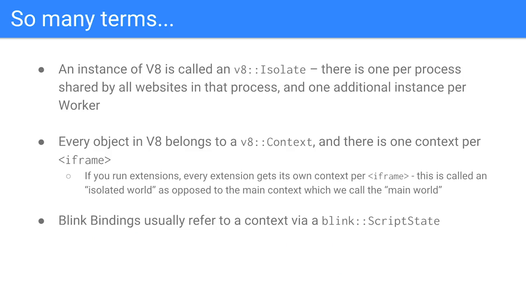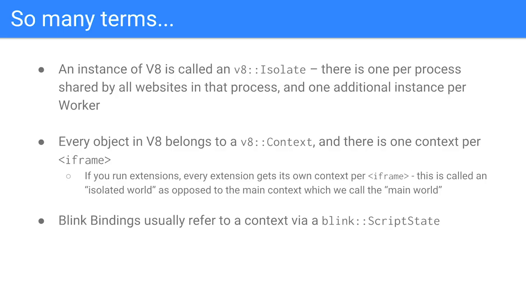An instance of V8 is called an isolate, and there can, in theory, be many per process. That's why we have them, but Chrome mostly uses only one, except when you have a web worker that gets its own isolate. Within isolates, there are contexts. Every object is part of a context. There's one context per iframe. In particular, that means there can be many contexts per isolate.